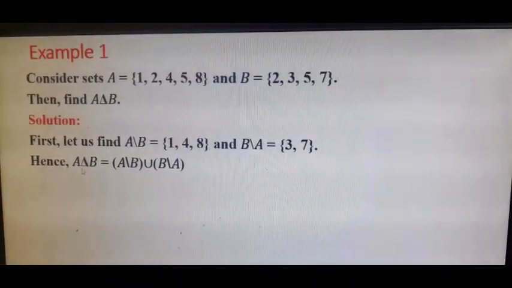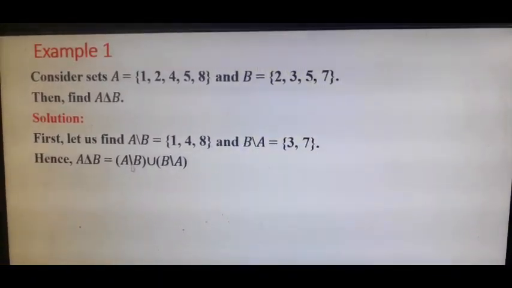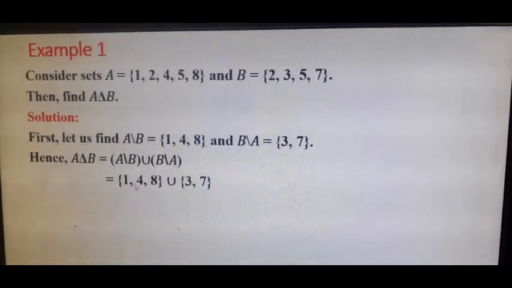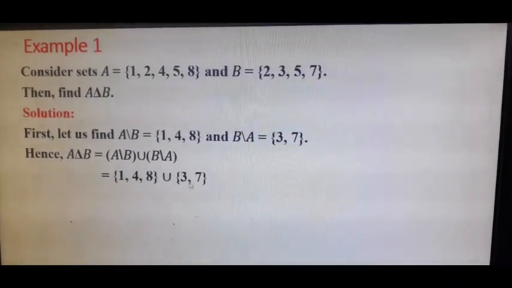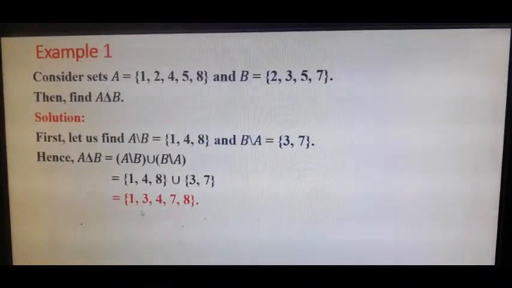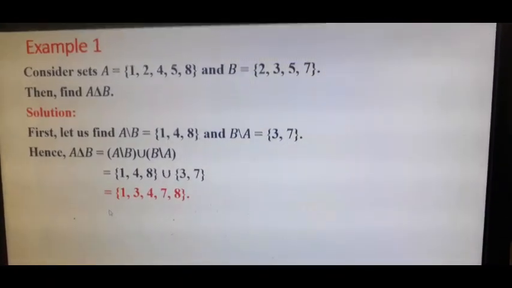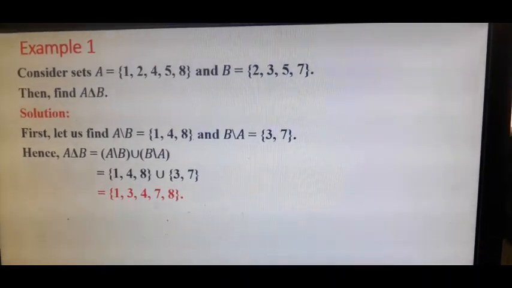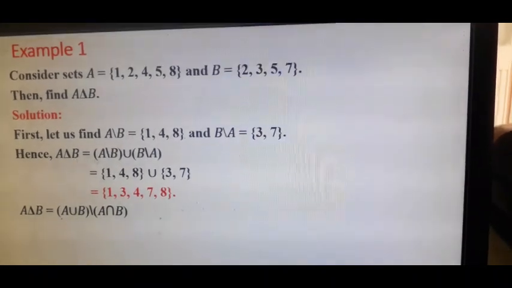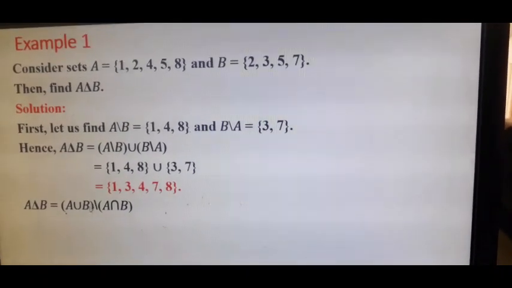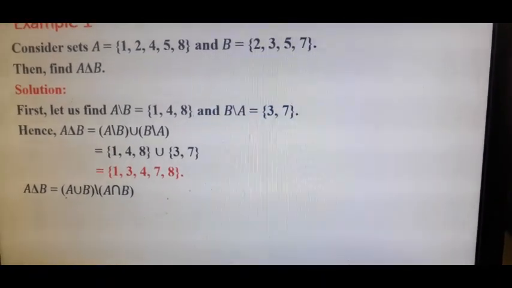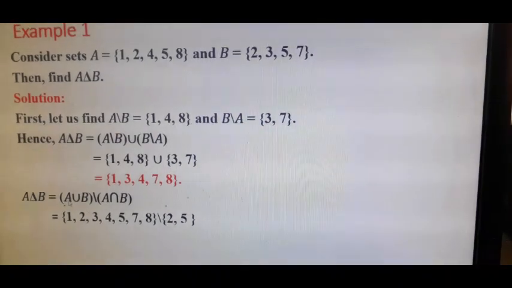So the symmetric difference of A and B is equal to A without B union B without A. Therefore, A without B is 1, 4, 8 union B without A is 3, 7. The union of these two sets is 1, 3, 4, 7, 8. 1, 3, 4, 7, 8 is the symmetric difference of A and B. Or we can find the symmetric difference of A and B by using A union B without A intersection B. We will get the same result with this one. Now let us find the union of A and B.